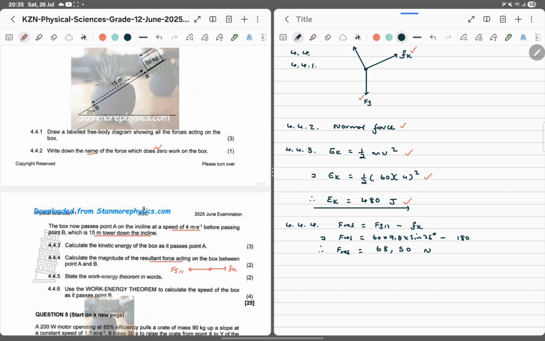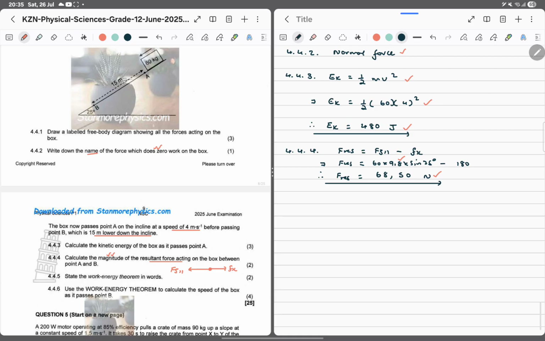Now the question said magnitude, so we don't need to worry about the direction. Okay, easy stuff. I think the calculation of this force and the answer is key here. The rest is too easy.